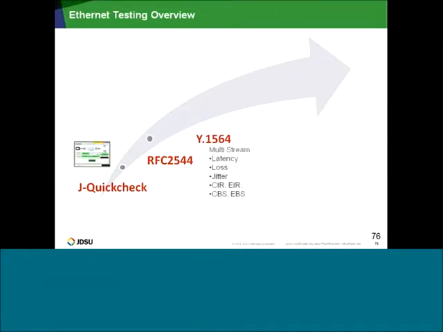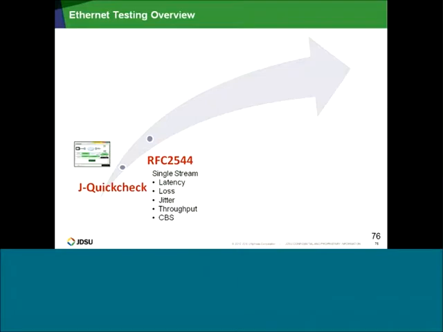Now, RFC 2544 is the industry standard. It's been around since 1999, and the RFC 2544 was initially created to stress test your network equipment. But over the years, most carrier service providers have used it to turn up their circuits and certify a circuit. So of course, it's perfectly good for single stream, latency, loss, jitter, throughput, and of course the CBS testing. Okay, but again, the key point to remember here is single stream.